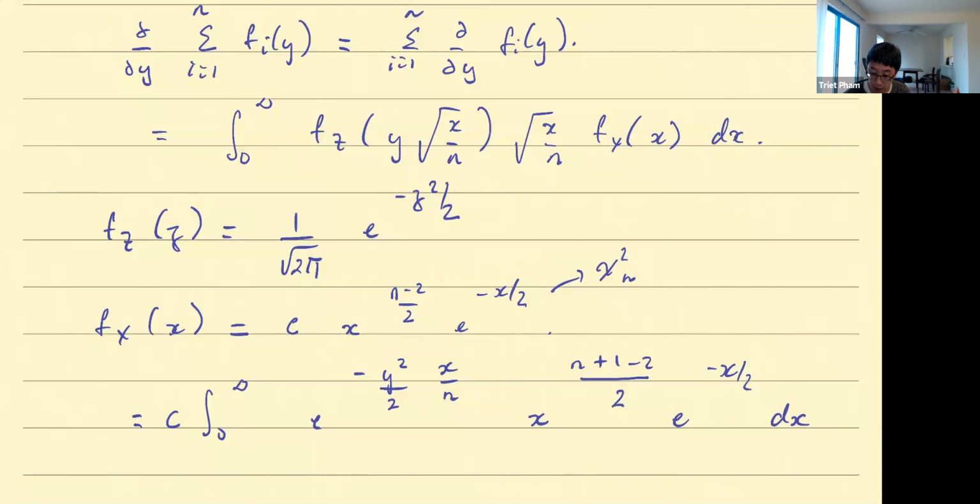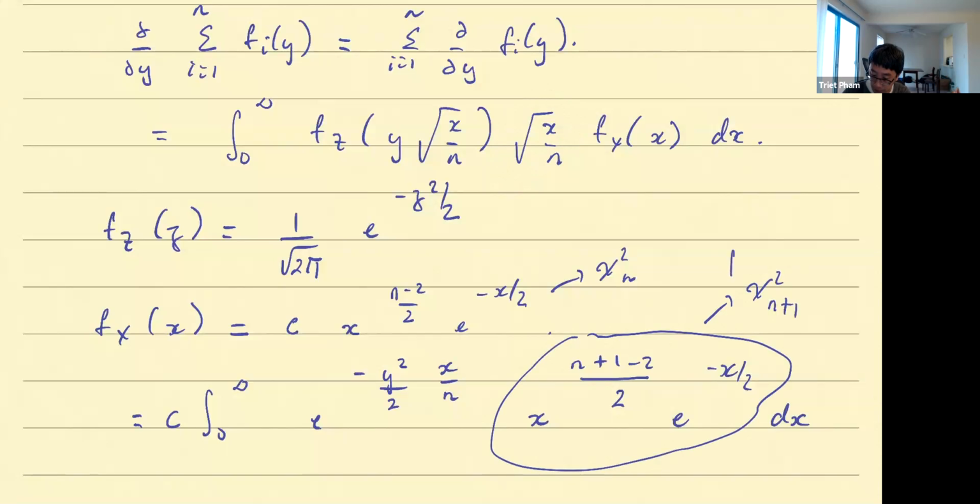And the signature is because it's n right here. So this is n plus 1. Exactly, because you pick up this square root here. So this block right here should be viewed as associated with the density of chi-square with n plus 1 degrees of freedom. Okay.